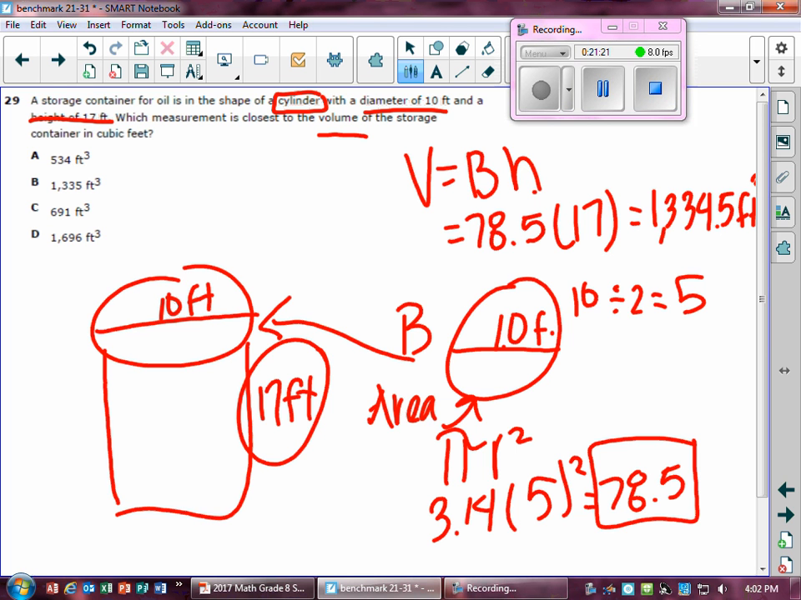Looking at that, we know it says 0.5, so let's round it. So that's 1,335 feet cubed. And my answer choice is B.